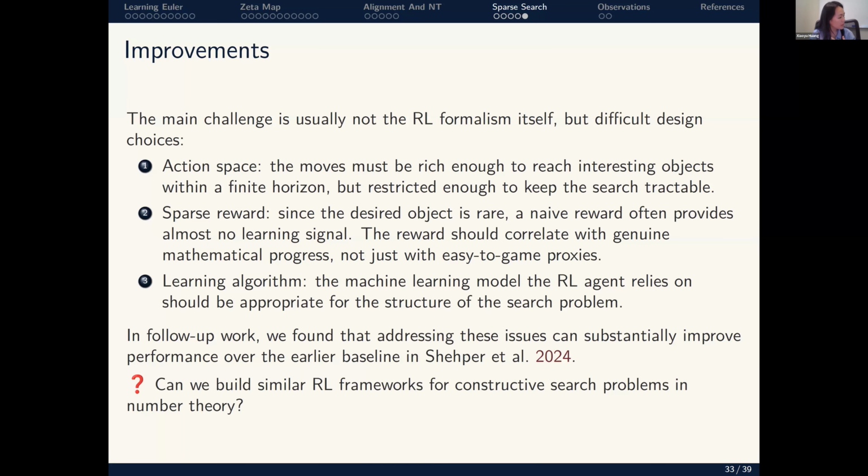But what's the implication for number theory then? As far as I know, there are not a lot of reinforcement learning applications to number theory. And as far as I understand, the action design is not so clear. So take finding a high-rank elliptic curve, for example.